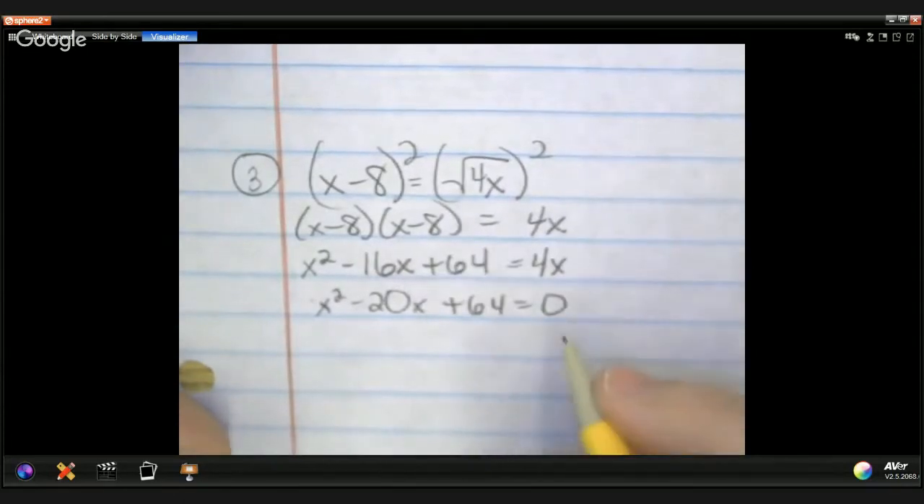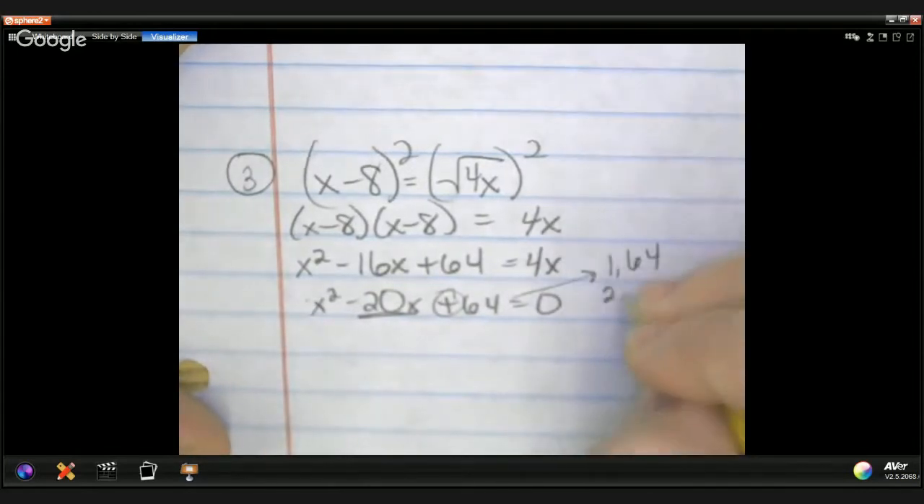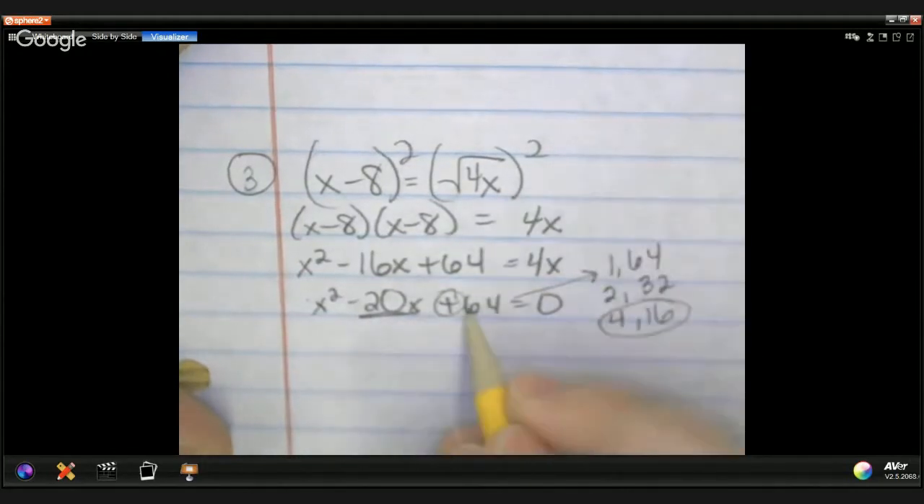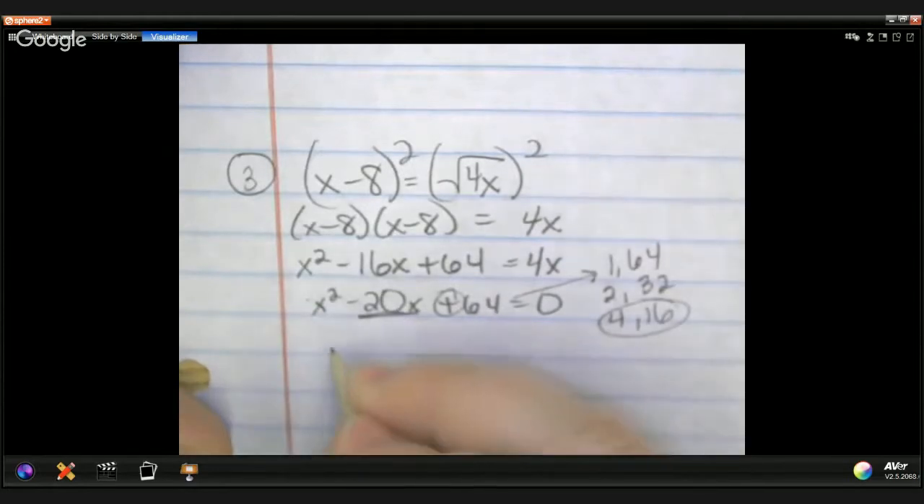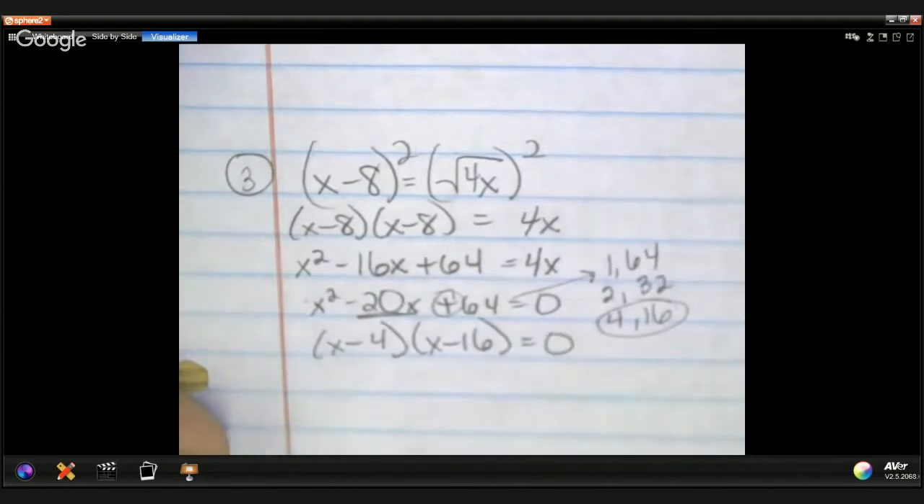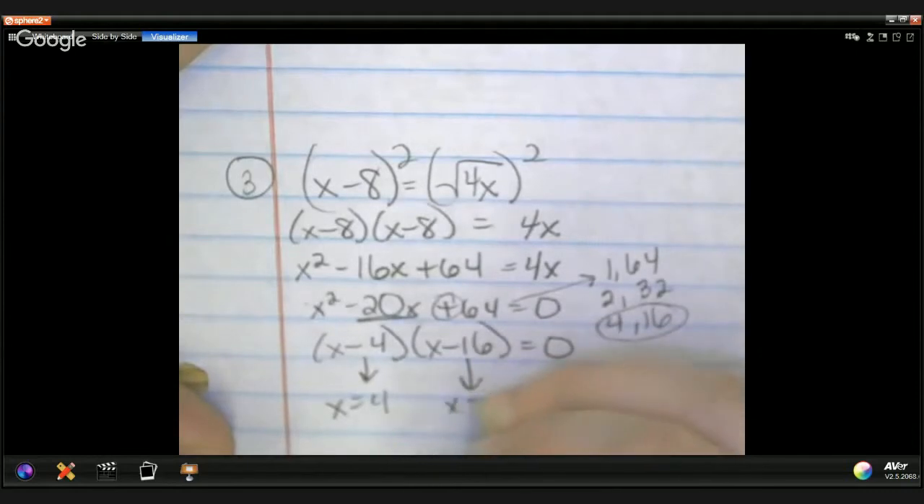So I'm looking for my factors of 64 that add to give me 20. I'm going to write these out so I can check. 1 and 64. Nope, that doesn't work. 2 and 32. No. 4 and I think it's 16. 4 and 16. That's it. 4 plus 16 is 20, so with the negative, my answers are negative 4 and negative 16. And then my actual zeros are positive 4 and positive 16.